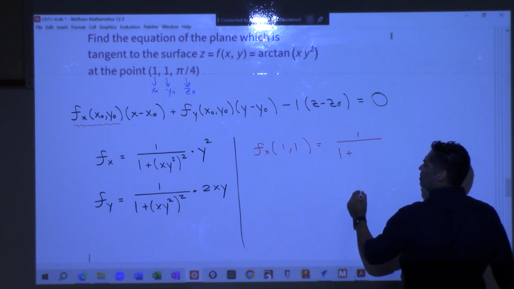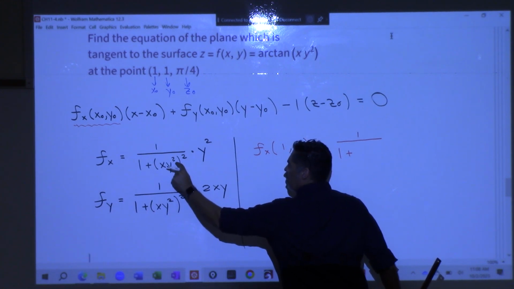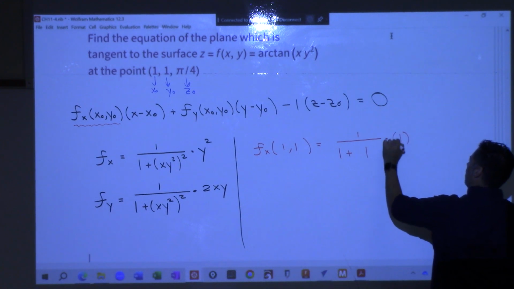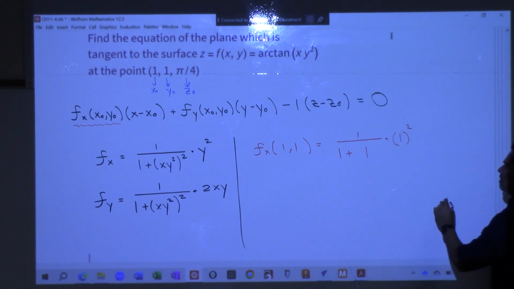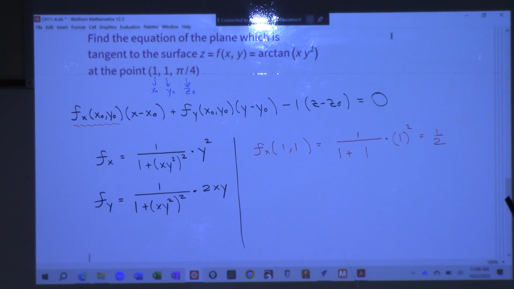So 1 times 1 squared is still 1. 1 squared is 1. So the bottom, that's just 1 plus 1. And then times 1 squared. It's pretty easy when it's all 1s, right? It's just a half. Yeah, I remember doing this now.